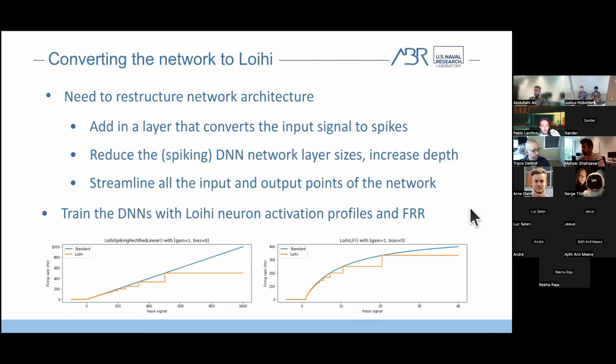And then lastly, the most important part is we need to retrain the neural network using Loihi activation profiles and our firing rate regularizer, based on what are the good firing rate ranges for each of these representations. And so what we see here is the standard Loihi neuron activation profiles in blue, and the Loihi discretized representations of each of these neurons in orange.